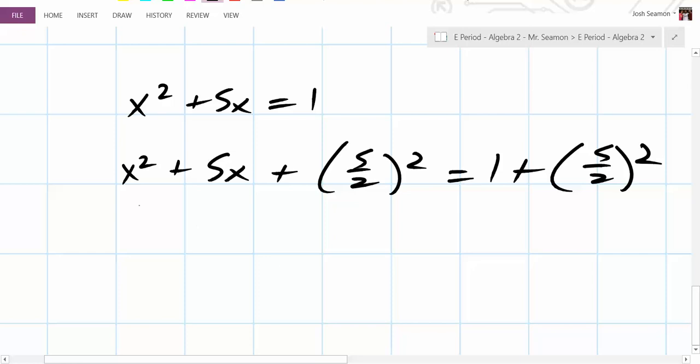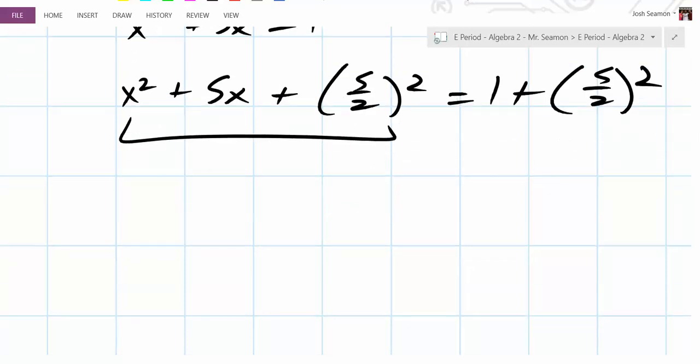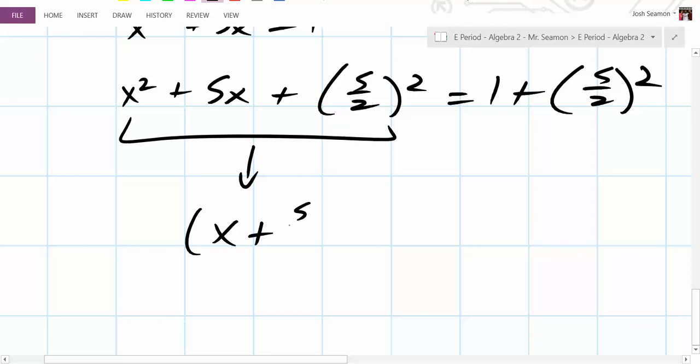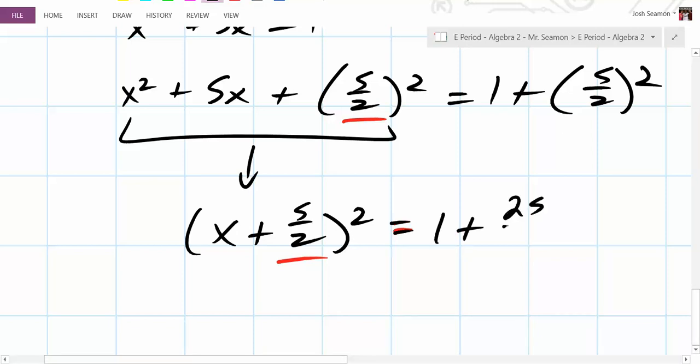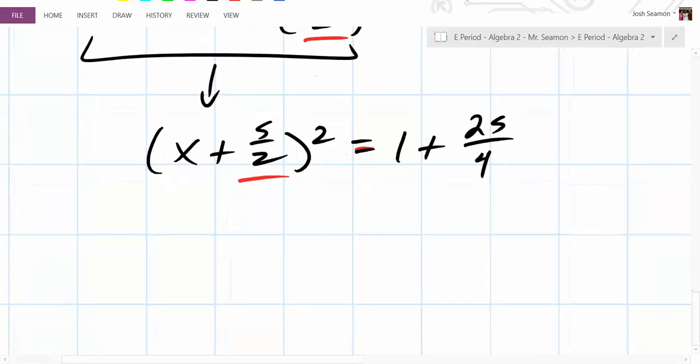Exactly. So what does this factor into? I'm not multiplying it out because it's easier to see what it factors into. It's x plus 5 over 2 squared. Whatever this number is goes right there. Equals, and what do you have to do on the other side? What am I going to have to do at this point? Yeah, do it out. So what's that going to be? 29 over 4, right? Yeah, 29.